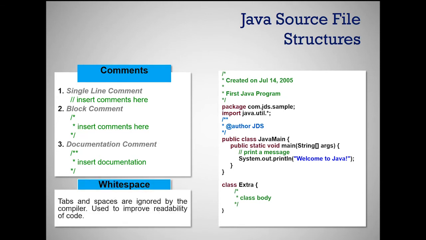Okay, so next you have white spaces. White spaces, meaning tabs and spaces, are ignored by the compiler. So it doesn't matter how many spaces, tabs, or indentations you write in your code; those will be disregarded by the compiler once it compiles the program you made. Okay? So, next.